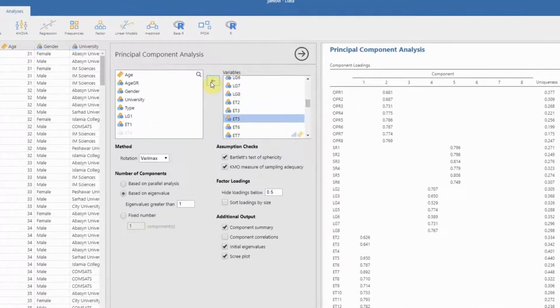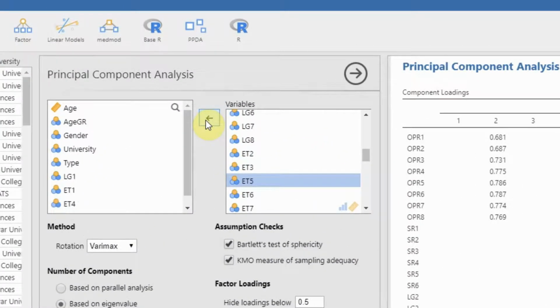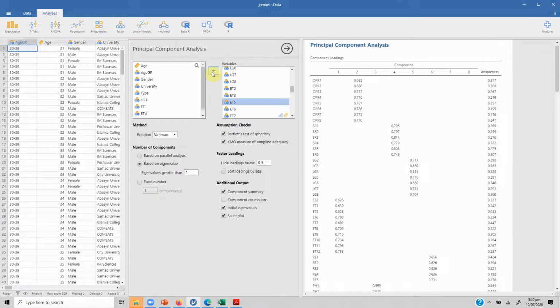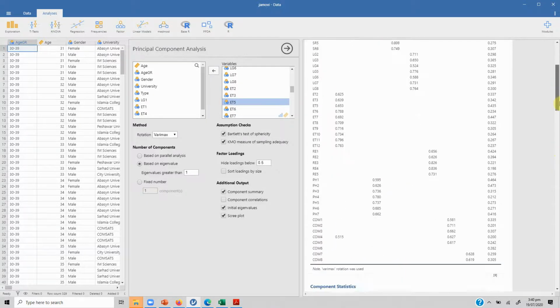ET4, let's remove it. So we'll be talking about how you troubleshoot if you do not get a good factor structure. So how do you troubleshoot that situation? We'll be talking about that as well. Now it's taking good shape, so all good. Let's go down a bit.